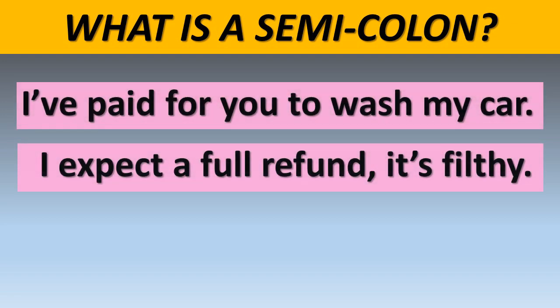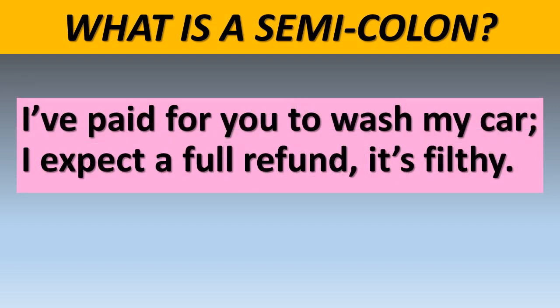So here are two sentences which are about the same subject, the dirty car, and it's being paid for to be washed. The first sentence is, I've paid for you to wash my car. The second sentence is, I expect a full refund, it's filthy. We're still talking about the car here. They're both linked together. They belong together in many ways. So you can use a semicolon to link them to show their strong relationship.